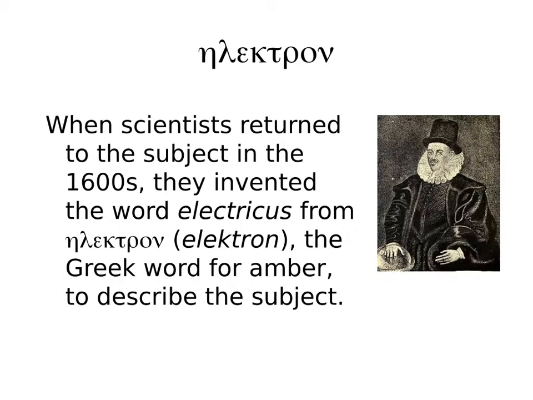Then eventually in the 1600s, scientists returned to the subject of electricity and they invented the word electricus from this word, which is a Greek word. I'm not going to try and pronounce it. Well, okay, I'll give it a shot. Electron. Now we spell it with a C instead of the K. It's actually the Greek word for amber.